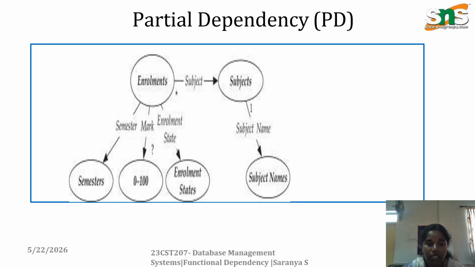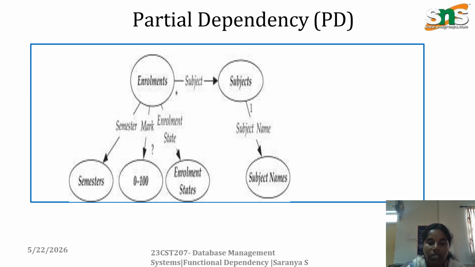The second one is partial functional dependency. A partial functional dependency is when a non-key attribute depends on a part of the composite key rather than the whole key. If a relation R has attributes x, y, z, where x and y are the composite key and z is a non-key attribute, then x tends to z is a partial functional dependency in relational database management systems.